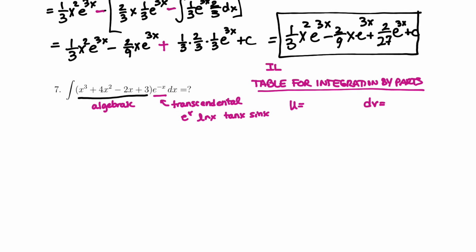Well, not necessarily, not before logarithm, but I-LATE: inverse trig, logarithmic, algebraic. So for our particular problem, u is going to be that algebraic thing, x cubed plus 4x squared minus 2x plus 3. Okay? What's that make dv? Go ahead, Tim. e to the negative x dx. Perfect. So dv becomes e to the negative x dx.